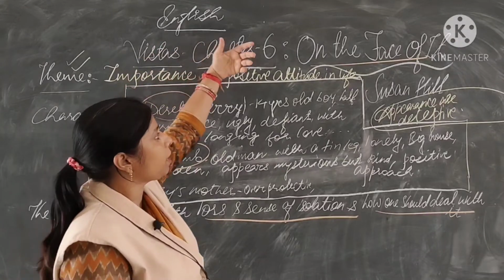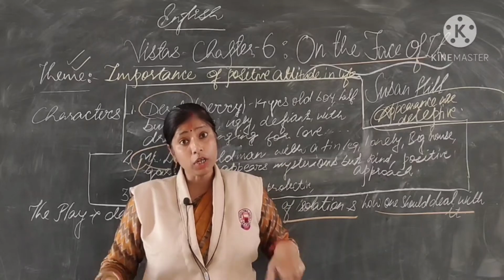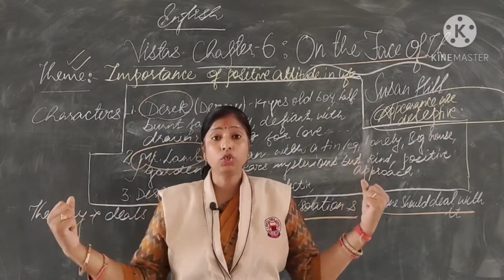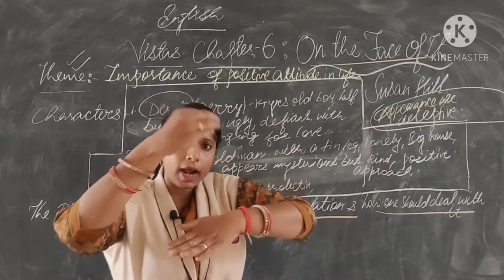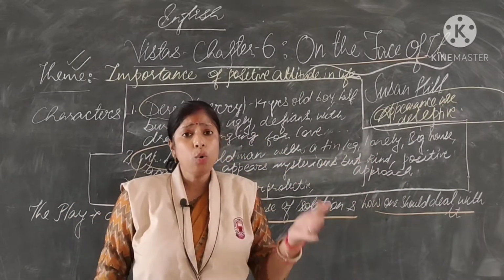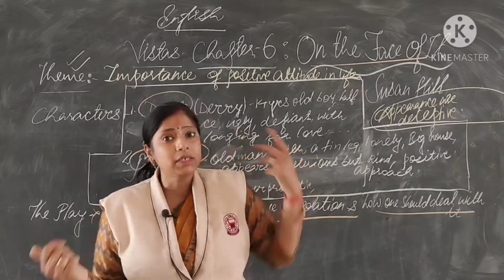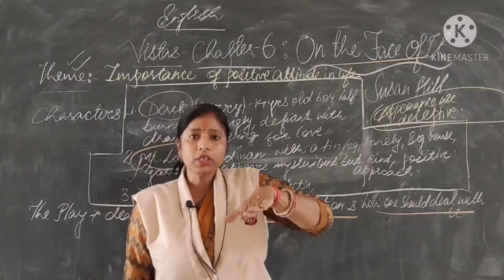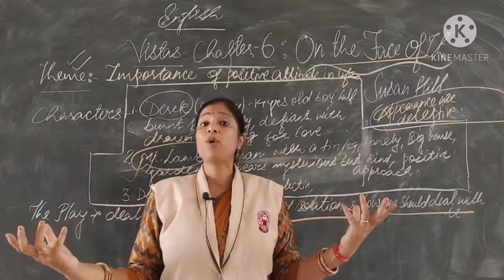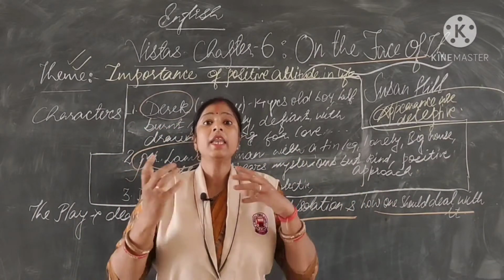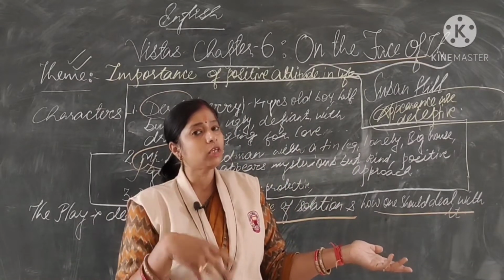So that's why the chapter name is On the Face of It. On the face of it means what? Derry, being a 14-year-old child, should be full of what? Energy, zest and all. And on the other hand, Mr. Lamb, who was a very old man with a tin leg, still was full of positive attitude. So see, on one side we have Derry, a 14-year-old boy, but he was full of negative approaches. And Mr. Lamb was full of positive approaches.